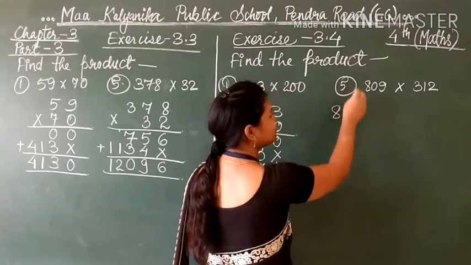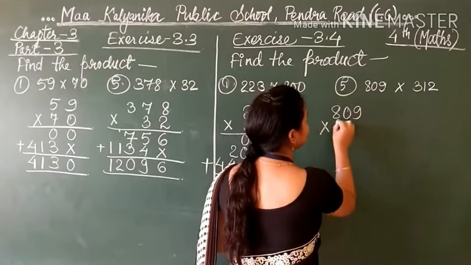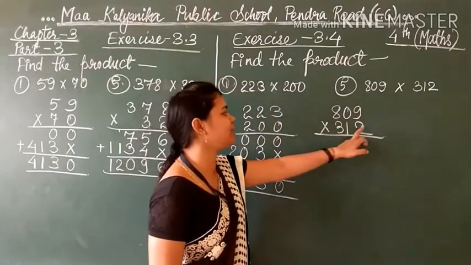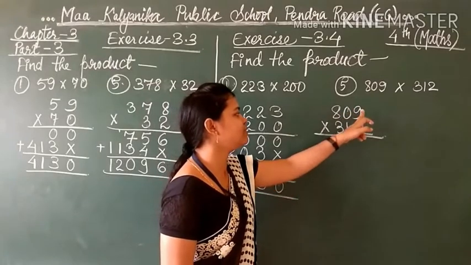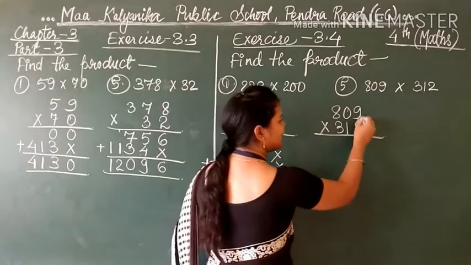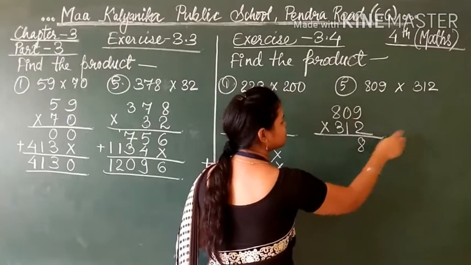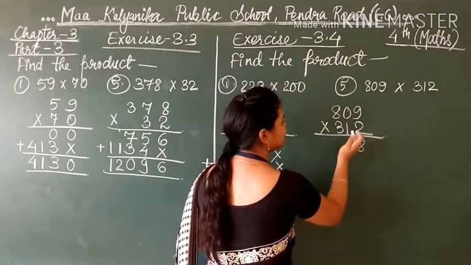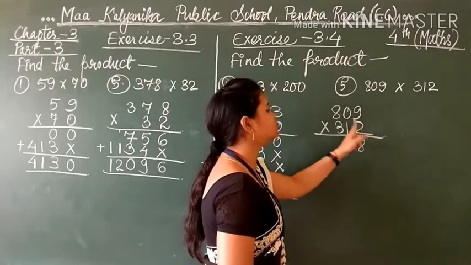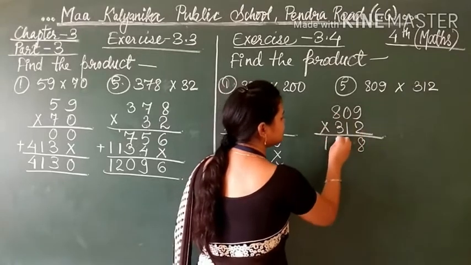Okay, moving to question number 5 of exercise 3.4. 809 multiplied by 312. So students, now see carefully. 2 will be multiplied by this number, then 1 will be multiplied, then 3 with all these. So 9 twos are 18, 1 carry, 8. Then 2 zeros is 0 plus 1, 1. Remember 2 nines are 18, 8 and 1 carry was there. Now 2 8s are 16, 1 6.